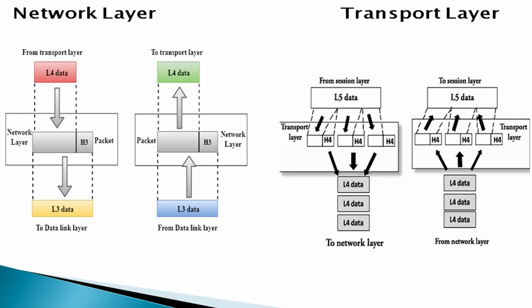Functions of network layer. Internetworking. Internetworking is the main responsibility of the network layer. It provides a logical connection between different devices. Addressing: a network layer adds the source and destination address to the header of the frame. Addressing is used to identify the device on the internet. Routing: routing is the major component of the network layer and it determines the best optimal path out of the multiple paths from source to destination.